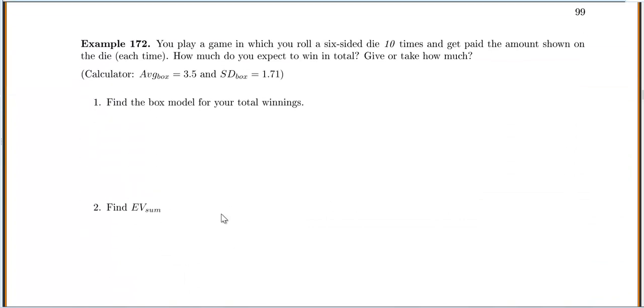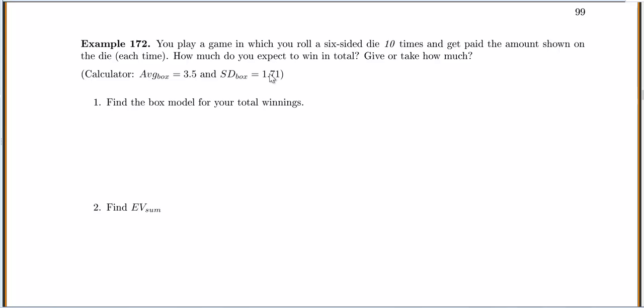In our next example, we want to play a game in which we roll a 6-sided die 10 times, and we get paid the amount shown on the die each time. How much do you expect to win in total? Give or take how much? Notice on this one that I've given you the average for the box and the standard deviation for the box. This is just to save you time when you're working on your homework or the test.